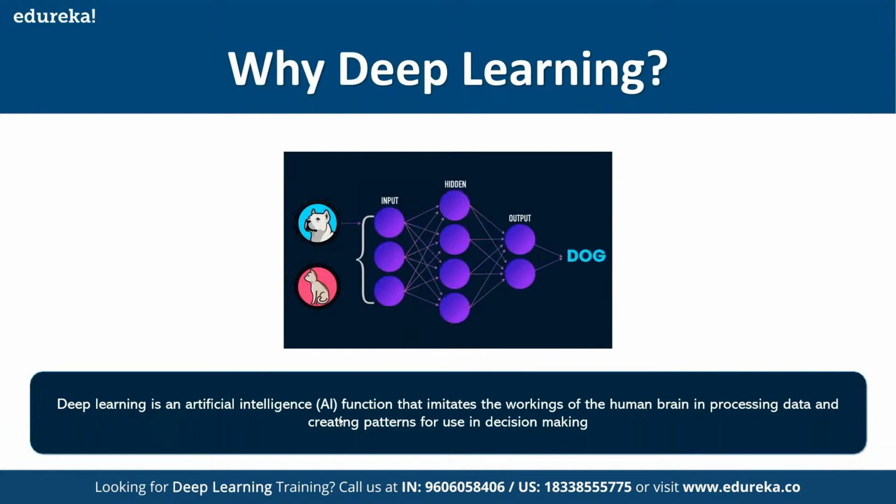So deep learning is an artificial intelligence function that imitates the working of the human brain in processing data and creating patterns for use in decision making.